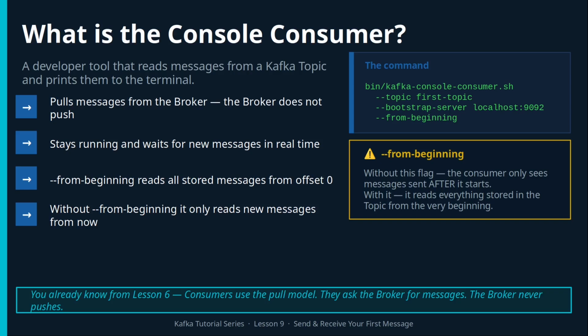Now, the most important flag you will use today, --from-beginning. Without it, the consumer starts reading from the latest offset. That means only messages sent after the consumer started will appear. If you sent messages before starting the consumer, you will see nothing. With --from-beginning, the consumer goes back to offset 0 and reads every message ever stored in the topic, then keeps watching for new ones. We will use --from-beginning today, and we will also test what happens without it, so you understand the difference completely.